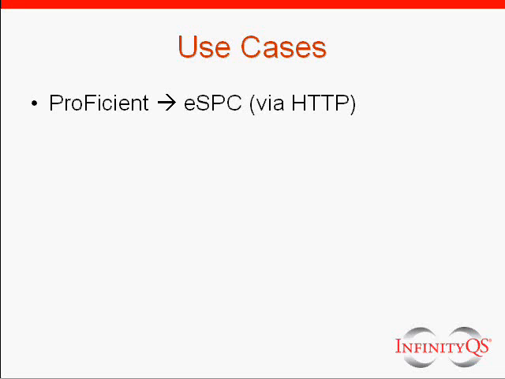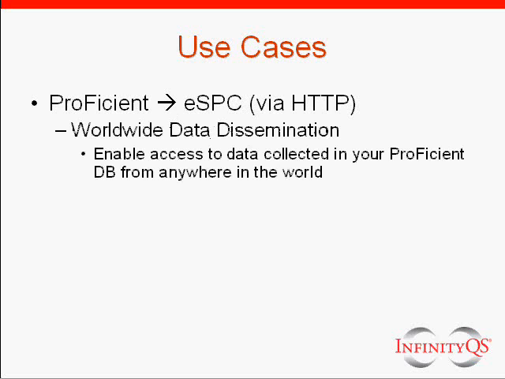Now let's kick it up a notch and start routing data between different applications. EIS will enable you to route your quality data between Proficient and ESPC, which is our web-based application. If routing from Proficient to ESPC, this could enable you to have access to your quality data from anywhere in the world, since ESPC data is hosted in the cloud at several InfinityQS data centers.